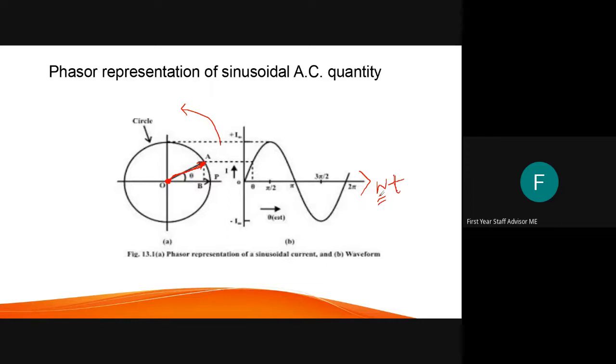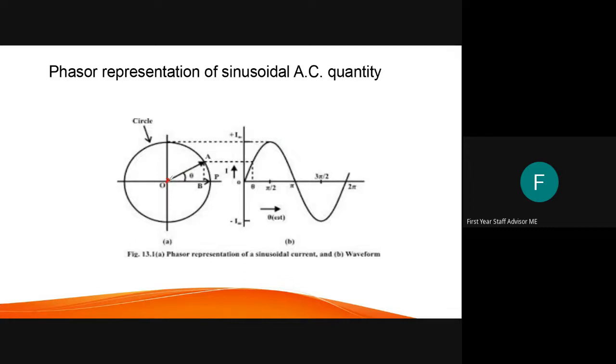So I can use the same angular velocity in the phasor so that as per the instantaneous value of this waveform, this phasor also will rotate. As omega is changing, the phasor will be rotating in the anti-clockwise direction. Again I will tell you, you can see there is a waveform and also phasor representation.